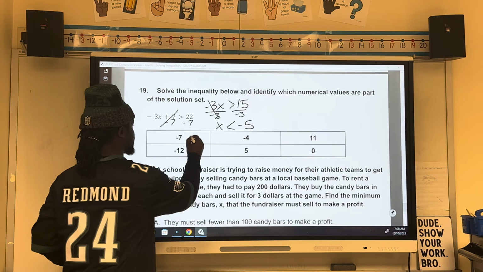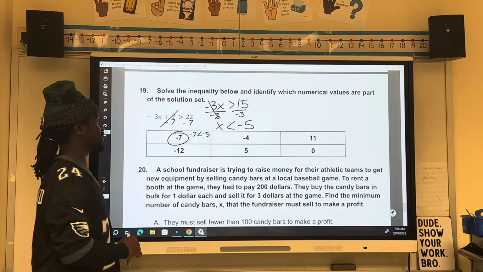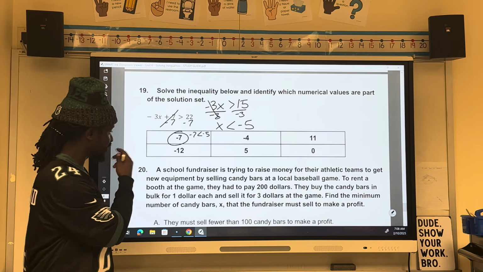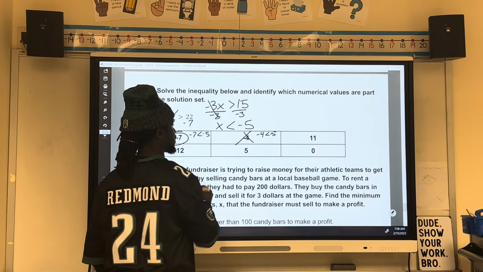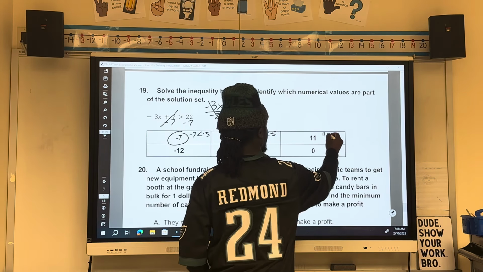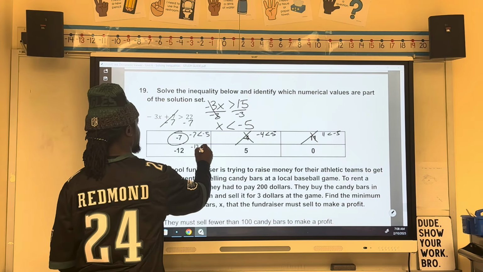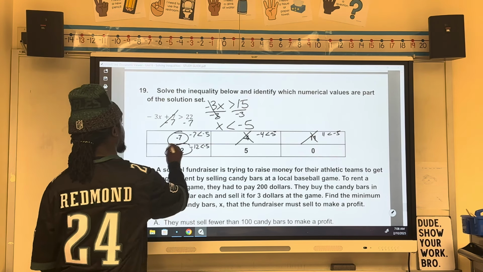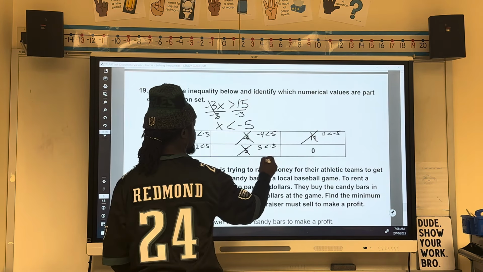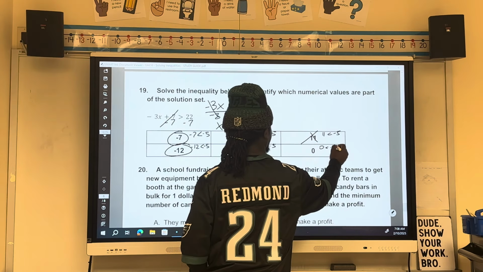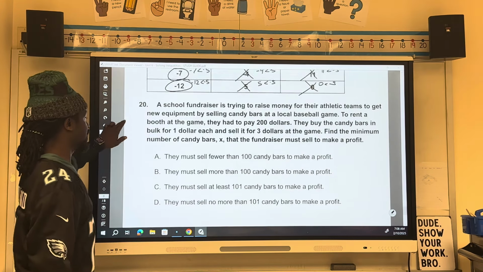All right. So is negative 7 less than negative 5? You bet it is. It's less than because it's further away from 0. Is negative 4 less than negative 5? Nope. Is 11 less than negative 5? Nope. Is negative 12 less than negative 5? You bet. Is positive 5 less than negative 5? Nope. Is 0 less than negative 5? Nope. All right, so my answers are negative 7 and negative 12.